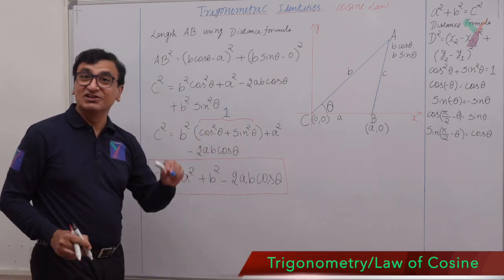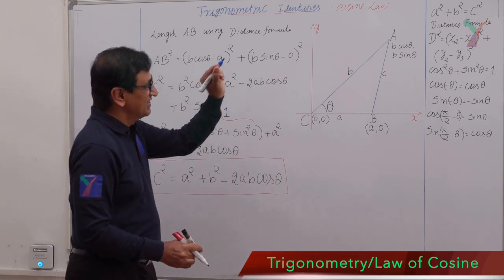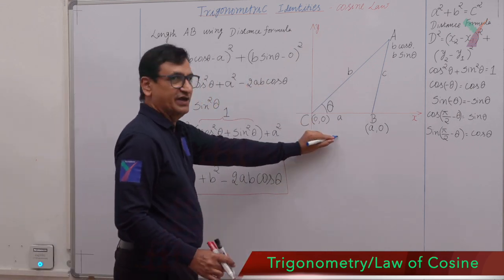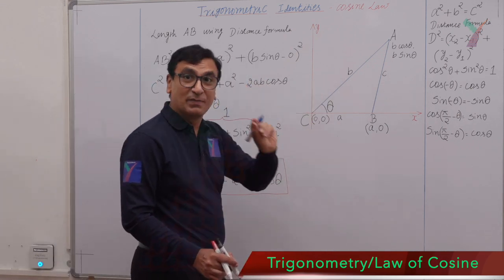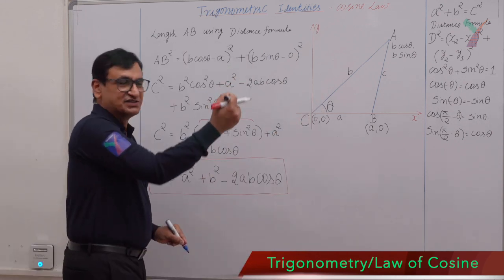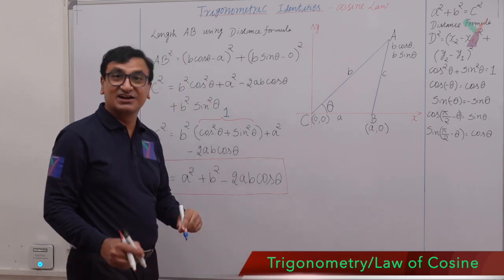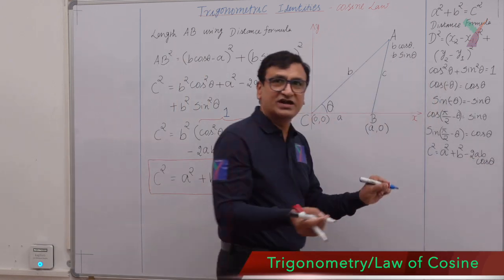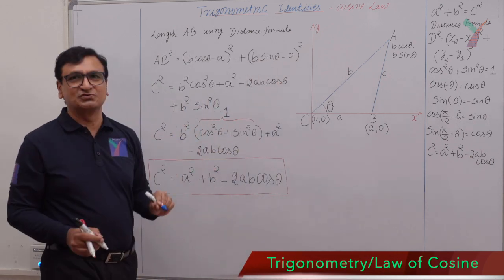So this is the law of cosines, that is the length c square is given by a square plus b square minus 2ab cos theta. Simple. Let me transfer this formula to our list and continue further. Okay, so we have the law of cosines.